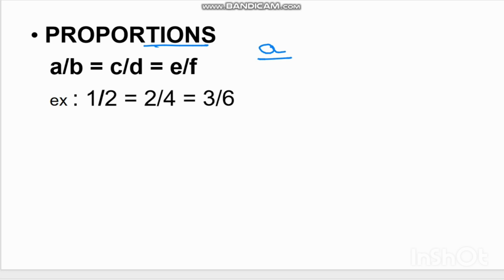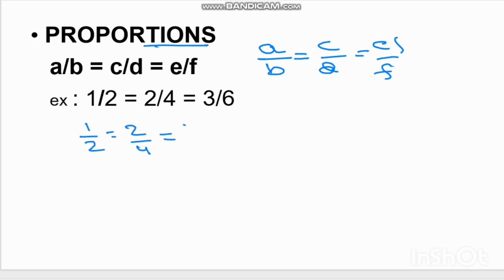Proportions are nothing but A by B equal to C by D equal to E by F. For example, 1 by 2 equal to 2 by 4 equal to 3 by 6. What is meant by proportion? Because if we simplify this, we get the same answer for all: A by B, C by D, and E by F.